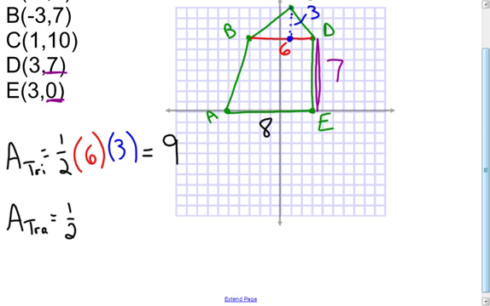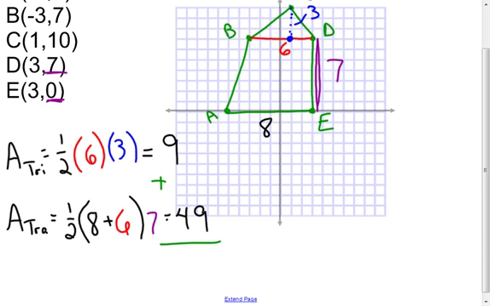Trapezoid is going to be 1/2 times my bases. Well, one of my bases is 8 plus the other base is 6, and then multiply that by the height, which is 7. And I find out that the area of my trapezoid, if I do 8 plus 6, add that together, I get 14. And then I'm going to take 14 times 1/2 and get 7. And 7 times 7 is 49. So the area of my whole pentagon will be adding these two numbers together, and it will put me at 58 square units.